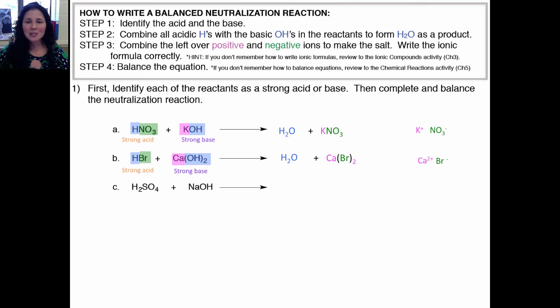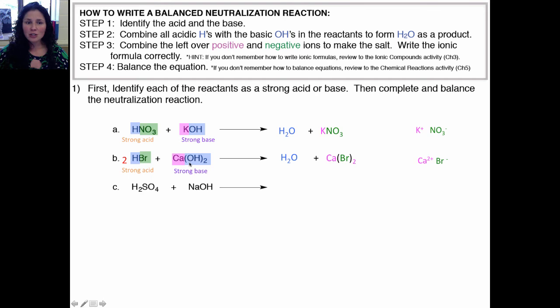First, balance the atoms that are not hydrogen and not oxygen. So calcium and bromine. There are 2 bromines on the product side and only 1 on the reactant side. So I'll fix this by placing a 2 in front of HBr. Now the bromines are balanced and the calciums are balanced. The next thing I'll do is balance the oxygens.